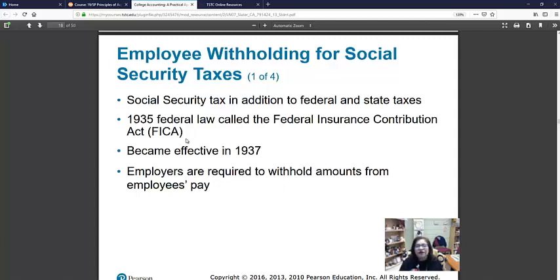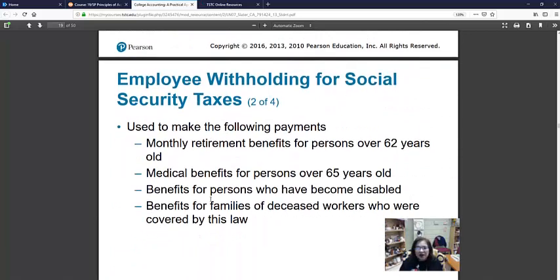In 1935, a federal law called the Federal Insurance Contribution Act, or FICA, became effective, and employers are required to withhold certain amounts from employees' pay for Social Security. It's used to make the following payments: monthly retirement benefits for persons over 62, medical benefits for persons over 65, benefits for persons who have become disabled, and it also benefits families of deceased workers who were covered under this law. Okay.